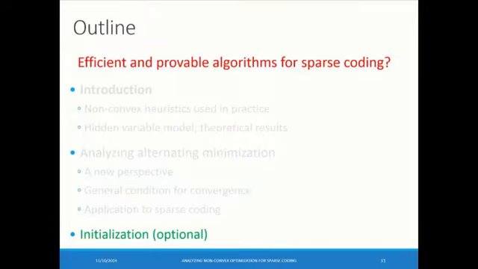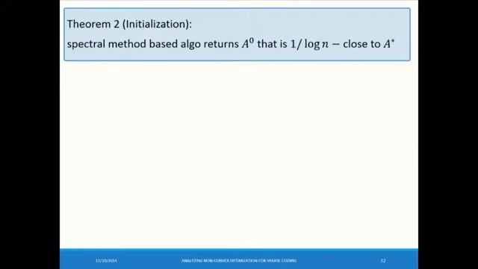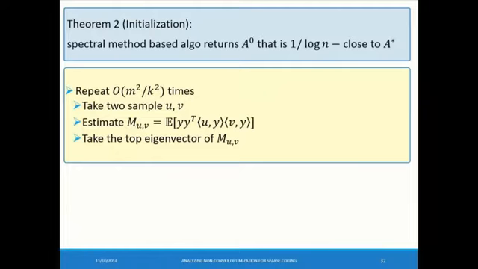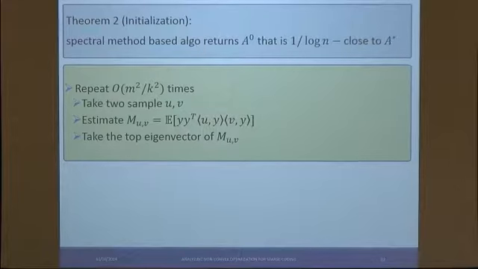Okay, the initialization. Let me leave some time and show you just this slide. We want to have an initialization, and what we do is pick two samples, U and V, and compute this matrix, Y Y transpose. This is the second moment, but we weight it by the inner product between U and Y and V and Y. It's a weighted second moment. Then we take the top eigenvector. That's it. The algorithm is very simple.